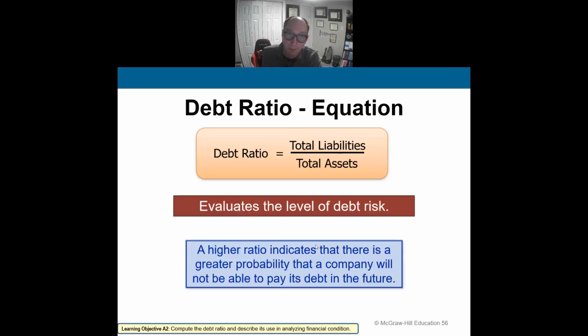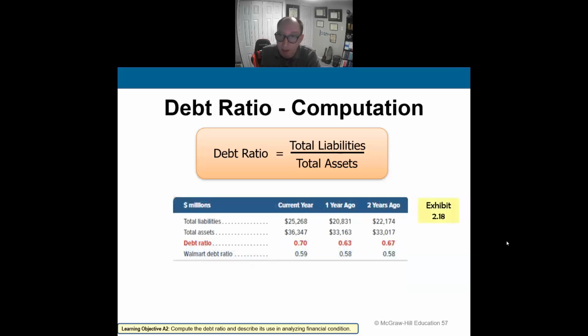We look at this type of ratio to be able to tell if the company has the ability to pay all of our debts. If the number is one or more, that's not very good, right? Because we want to have total assets greater than total liabilities in a general sense. That means we have the ability to pay all of our debts.